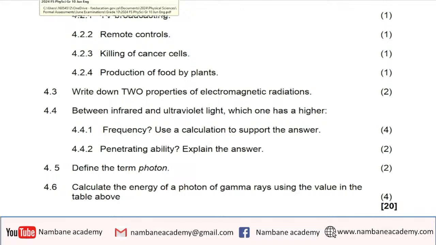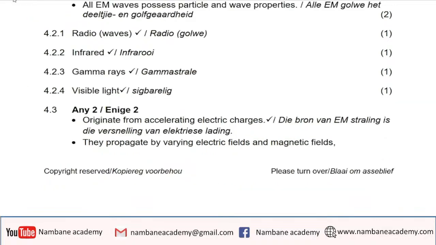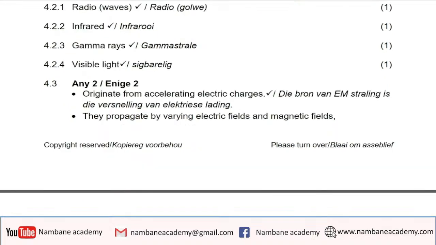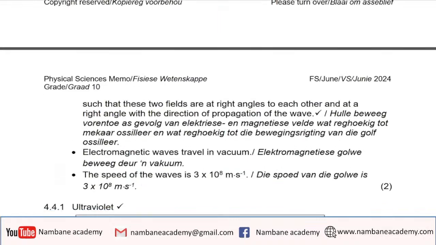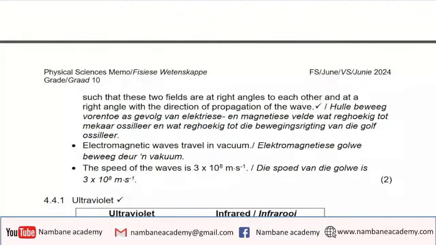4.3, write down 2 properties of the electromagnetic radiations. Now, one, it originates from accelerating electric charges. They propagate by varying electric field and magnetic field, such that the 2 fields are at right angles to each other and to the direction of the propagation. That one is a very long one, but colleagues, it is what it is.